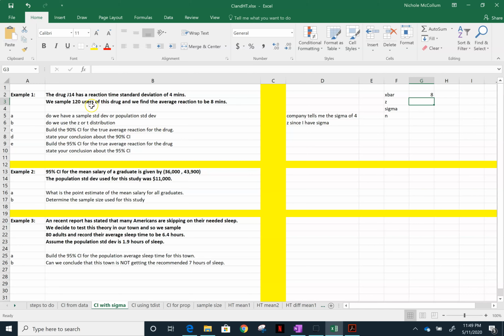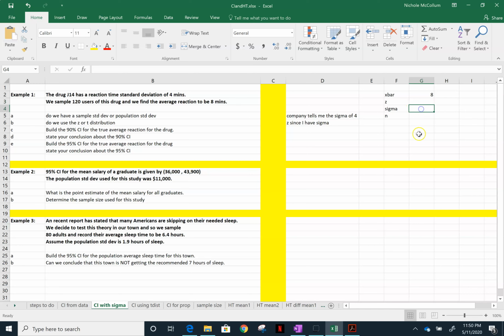See, what we're doing is we're going to use our sample to build a confidence interval that will place 90% of faith in this confidence interval in the true average reaction time. Let's say we don't actually know the true average reaction time, but we have 120 users to sample from. From these 120 samples, we can build an interval for which we believe the true average reaction time would be in 90% of the time.